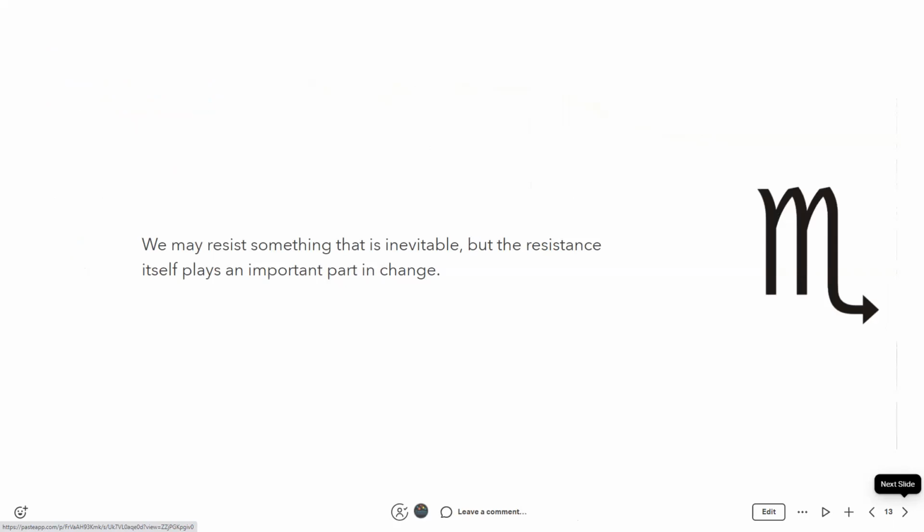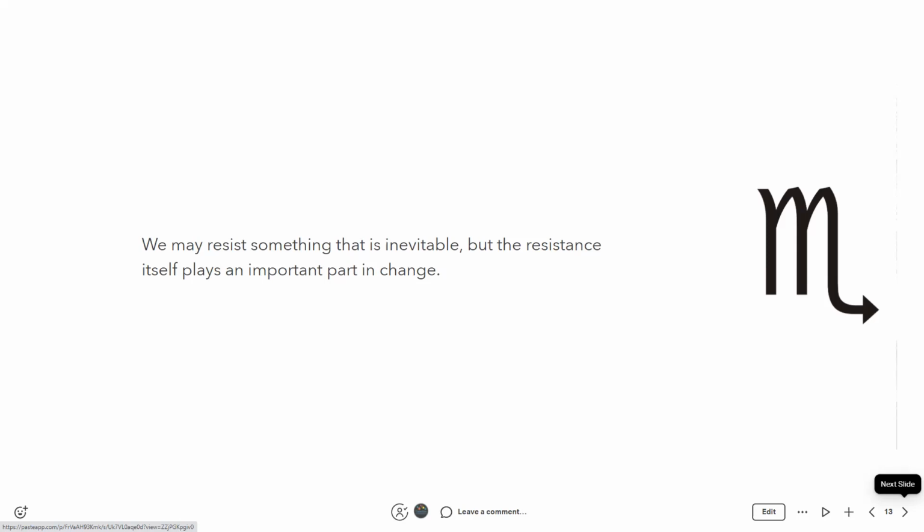So I've written this here. We may resist something that is inevitable, because change, of course, is, but the resistance, I believe, itself plays an important part in change. So that's why Scorpios are a tricky sign as well. In Indian astrology, they are ruled by the other node, the south node, Ketu. So it's all about the past more so, and the headless body in that equation. In Vedic myth, the demon had his head cut off, and all our desires are in our head.